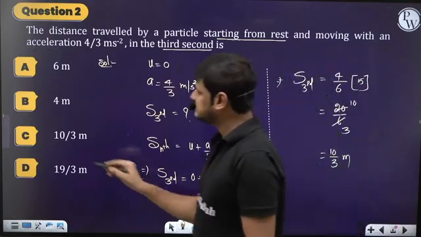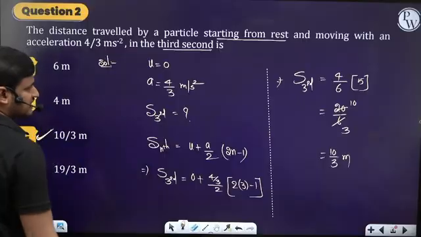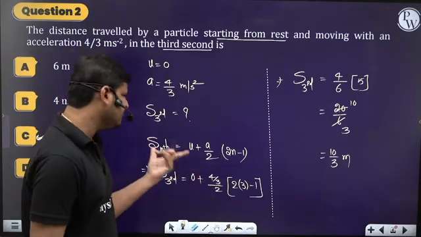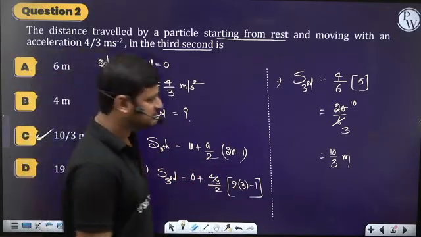So option C is the correct one. Clear? Understood? Just substituting it in the formula. That's it. So let's move further.